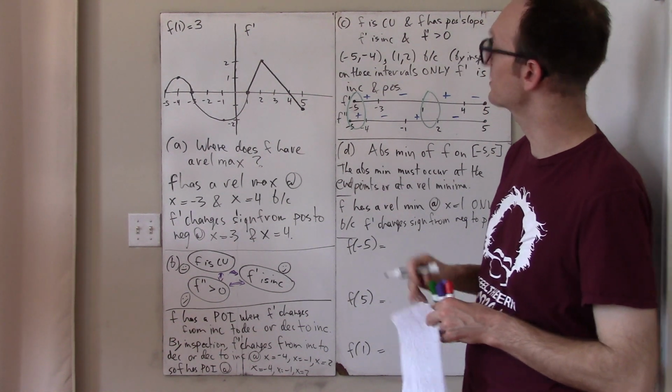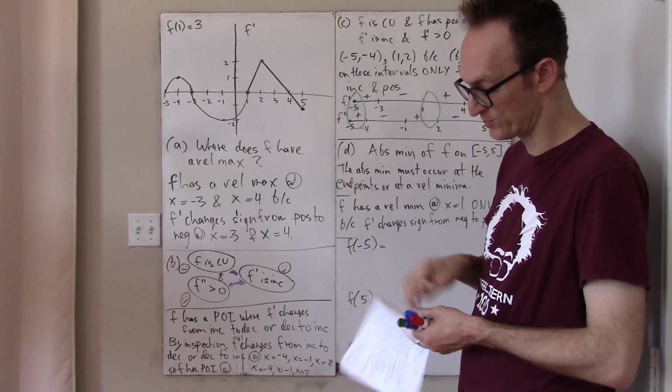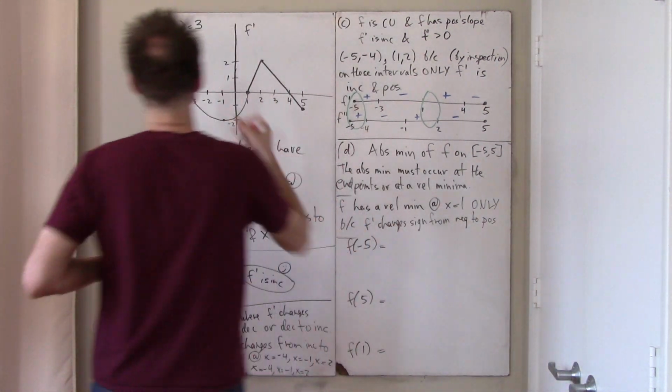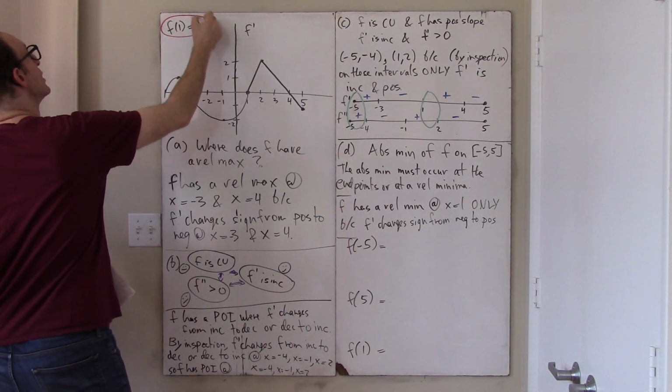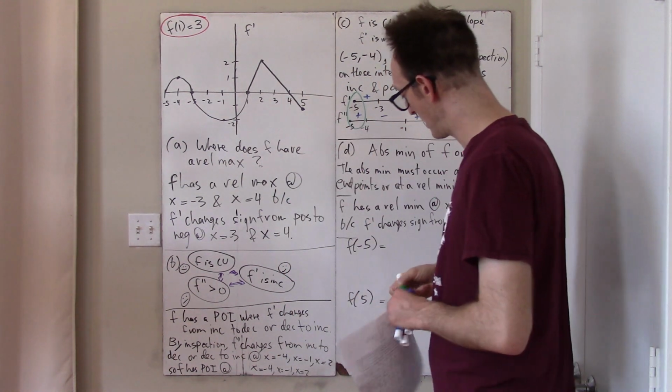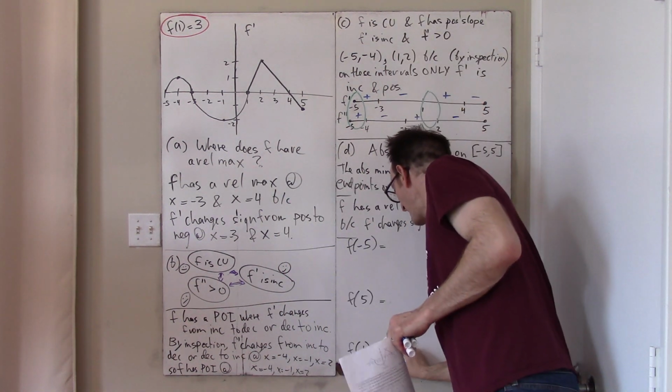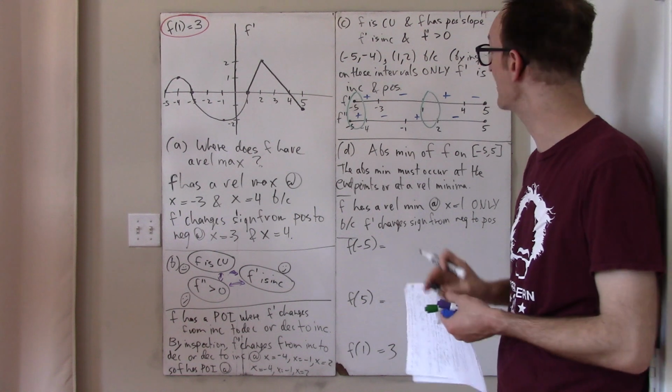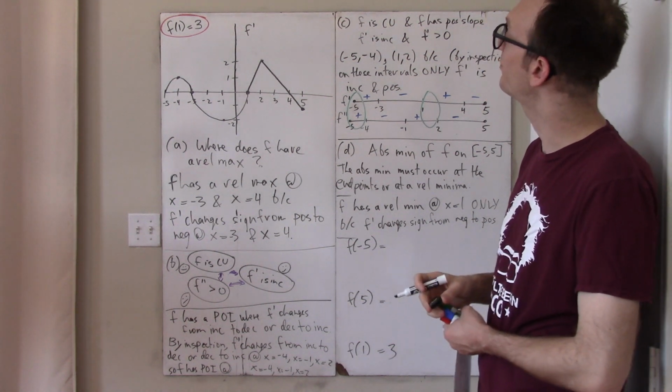Well, one of these is really easy, and now we use for the very first time that f of 1 is 3. Note that this fact was given to us at the very beginning of the problem and we never used it. So f of 1 is 3. Excellent. That means I'm 1 down, 2 to go. What is f of 5?